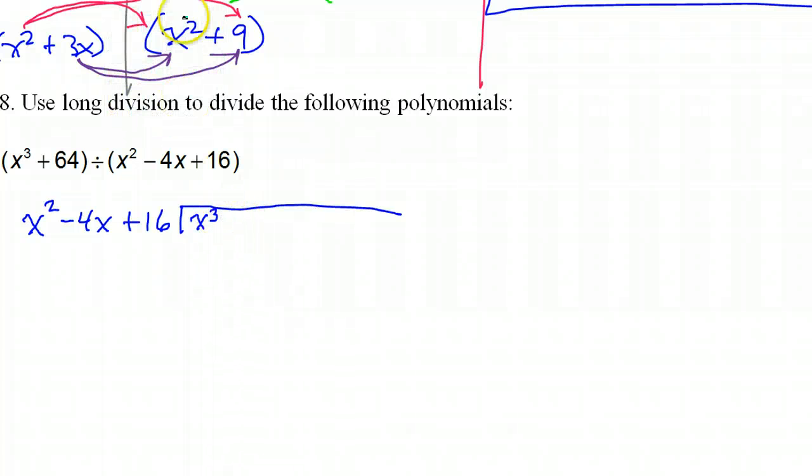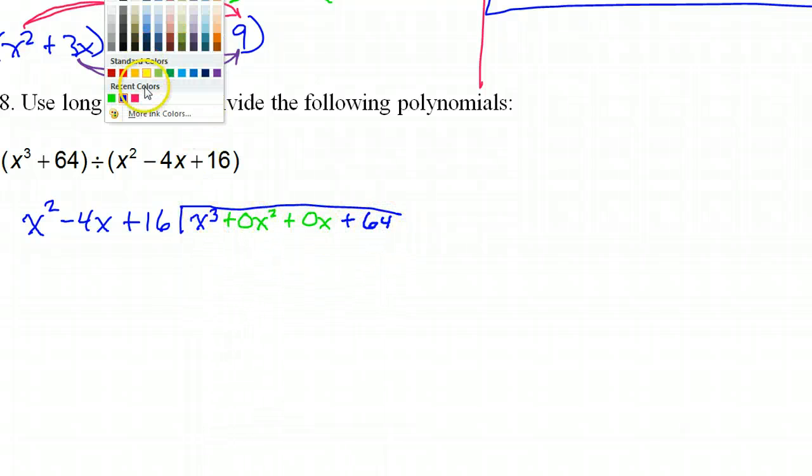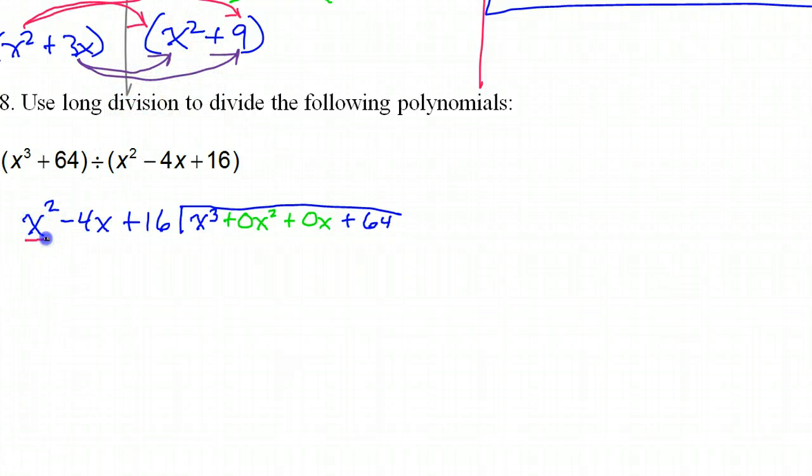You know what, I think I'll use green. So I will have plus 0x squared and plus 0x. And then plus 64. So don't forget your 0 terms as placeholders. Now, looking at the x squared and the x to the 3rd power, you ask yourself, x squared times what is x to the 3rd power? Well, that would just be x.